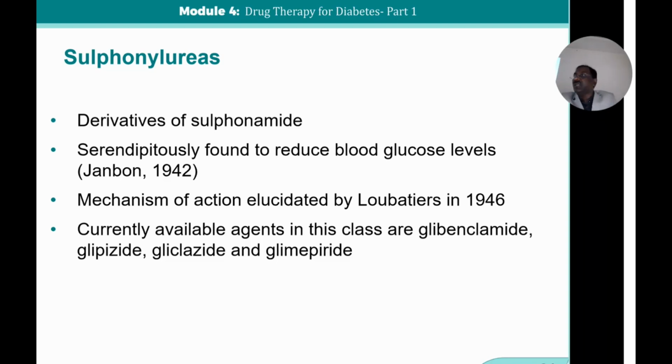So currently available drugs, already told you. What is the advantage of the glibenclamide? Longest acting, more hypoglycemia, okay, cheapest. Better not to use in the elderly population, better not to use in the renal failure population, better not to use in the cardiac patients, because if they get the hypoglycemia, it will be very prolonged and life threatening. Okay, next one.